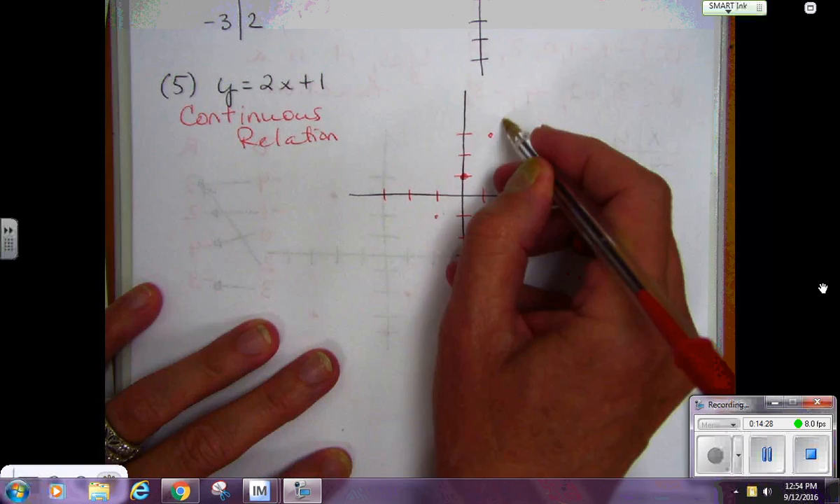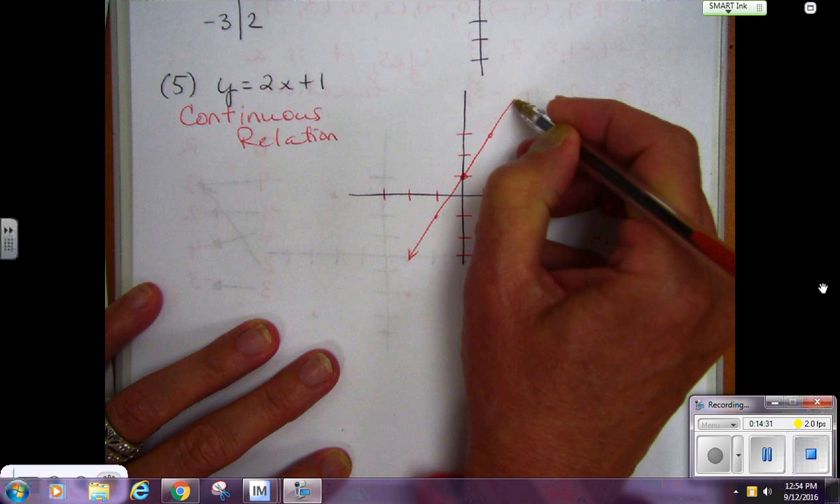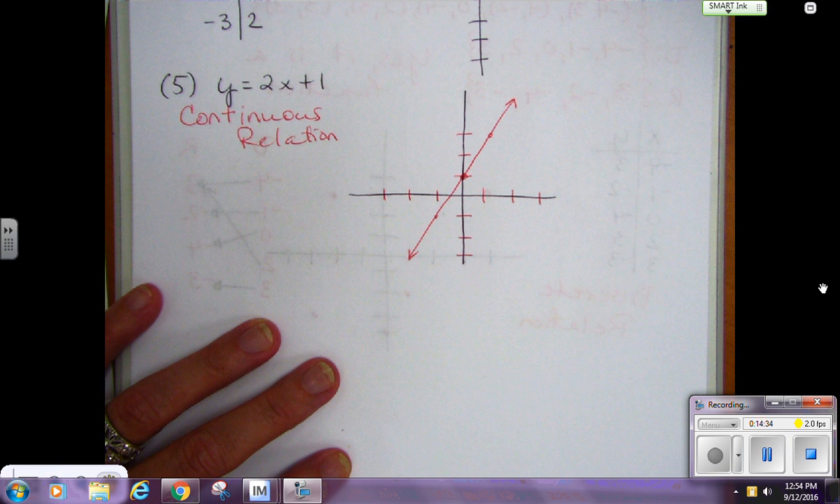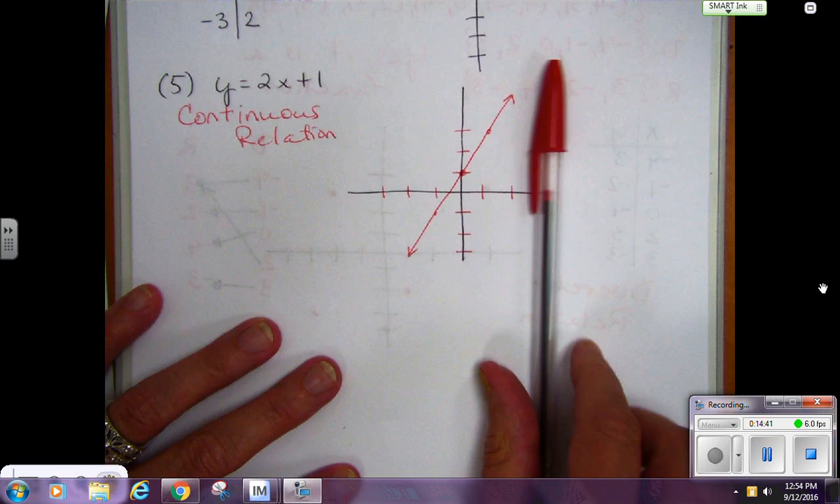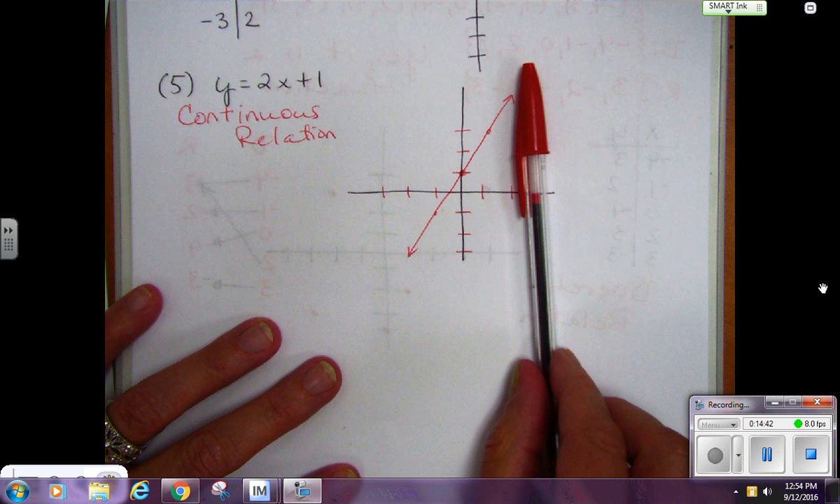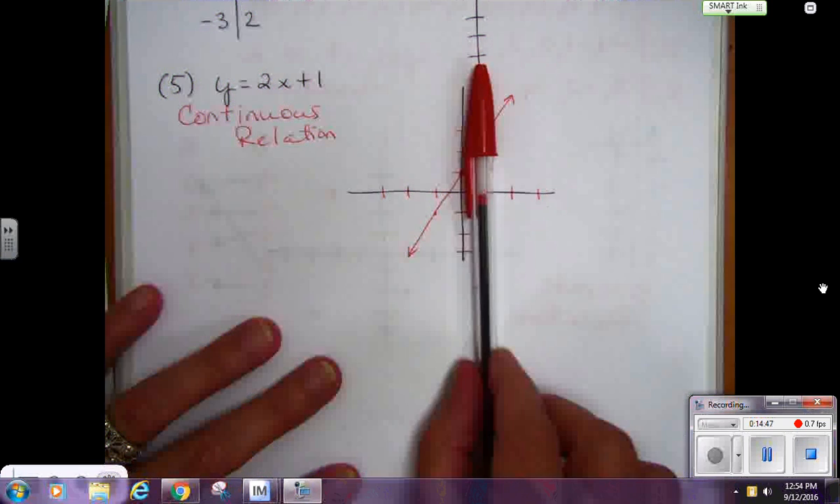Okay, so here's my line. If I use the vertical line test to tell if it's a function or not, I'm just going to move this pen across the graph vertically, and it's only intersecting the graph at one point at a time. So it is a function. So you say, yes, it is a function.